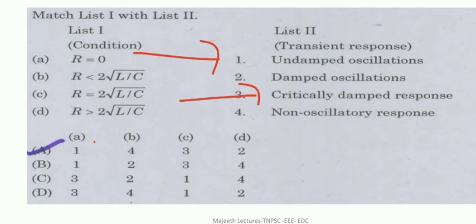So B is 4. So option A is the right answer. And when R is greater than 2 root of L by C, it is an undamped system. So the exact answer is option A. R is equal to 0, it is undamped. R is equal to 2 into root of L by C, critically damped. R is greater than 2 into root of L by C, it is damped oscillation. R is less than 2 root of L by C, it is non-oscillation. Clear? So option A is the right answer.